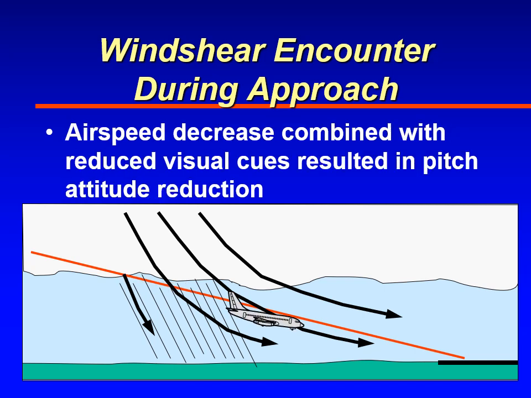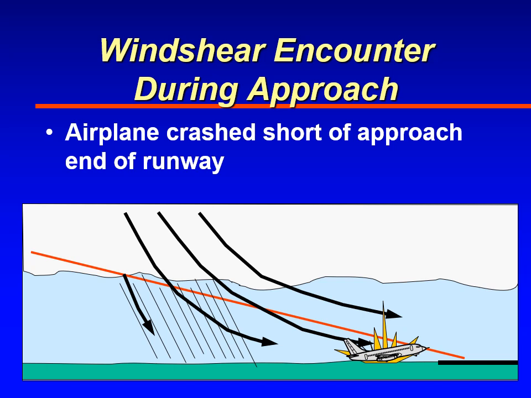With an increasing tailwind shear, the airplane will descend below its glide path, and it has an increased loss of airspeed due to the increasing tailwind shear and also a performance loss. So if the pilots allow the aircraft to continue along this flight path, it will impact short of the runway.